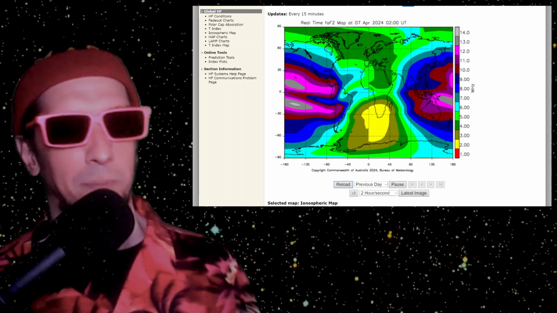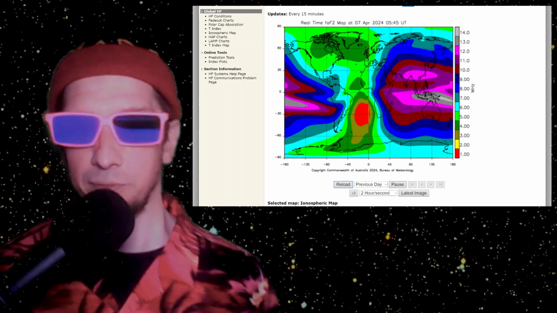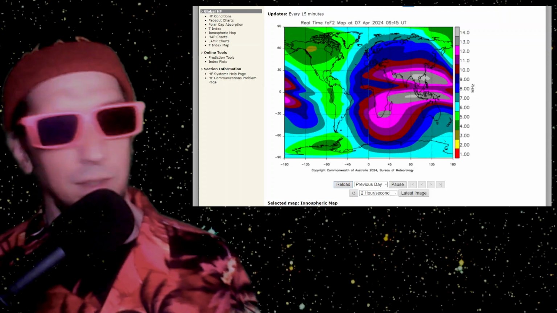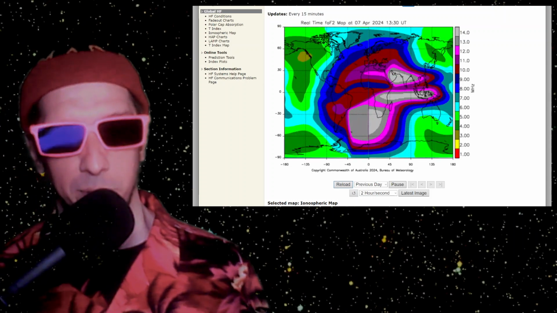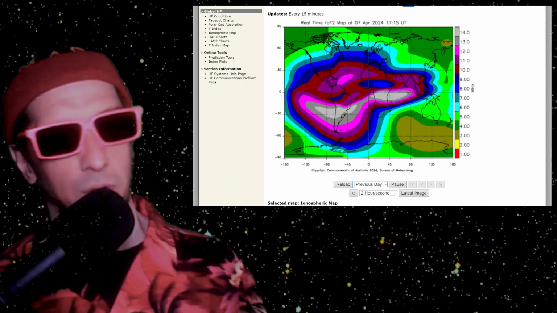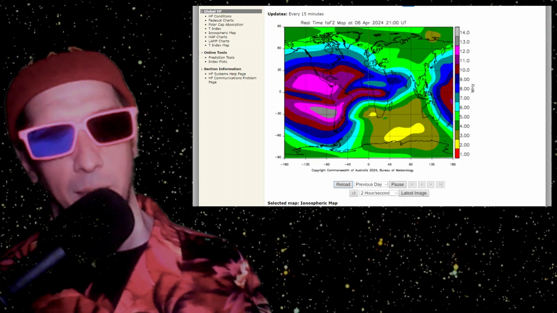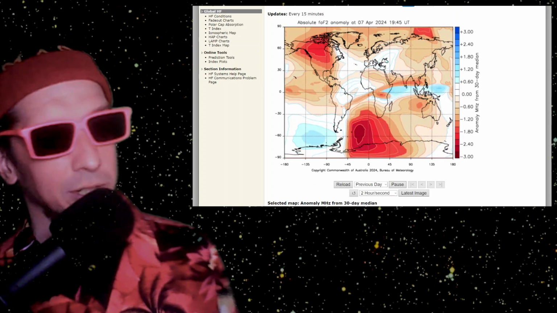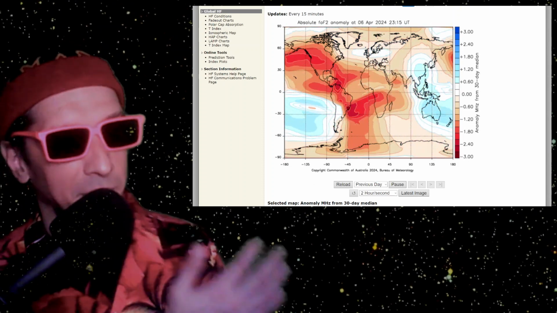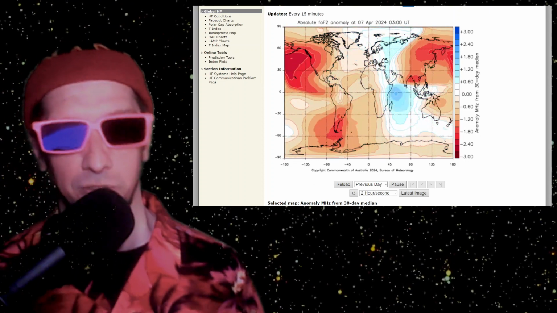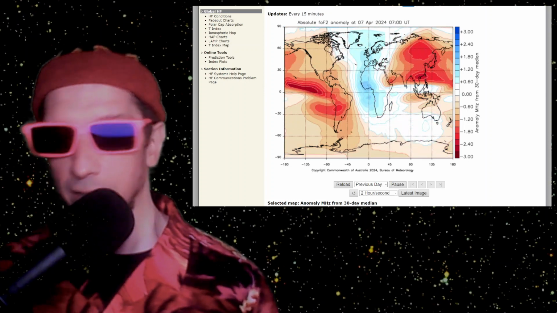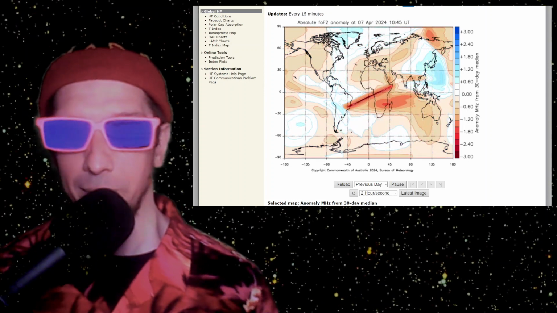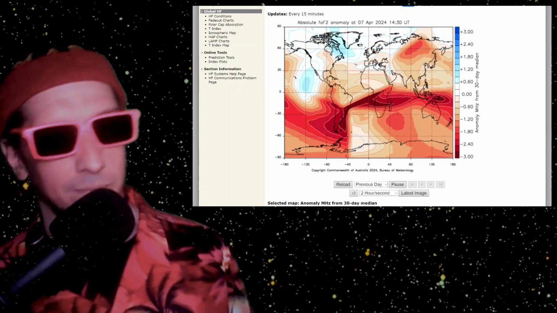And that shows up as low-frequency anomalies on this imagery. And if you're not familiar with looking at that imagery, no worries. We show the anomaly in megahertz from a 30-day median, so you don't have to have any idea what you're looking at. That is the anomaly from the 30-day median in megahertz. Blue is high-frequency anomaly, and red is low-frequency anomaly. There it is.